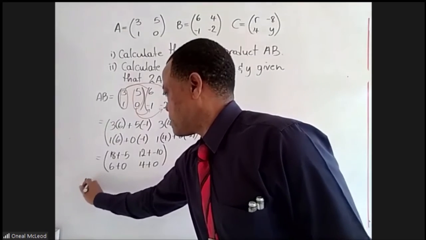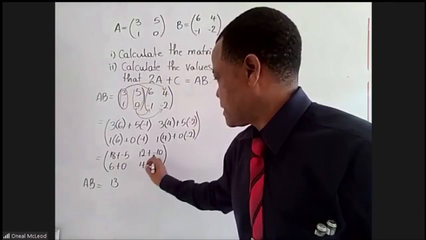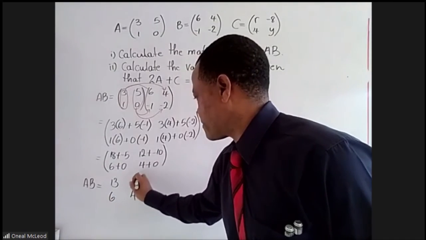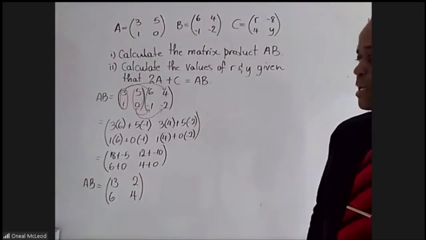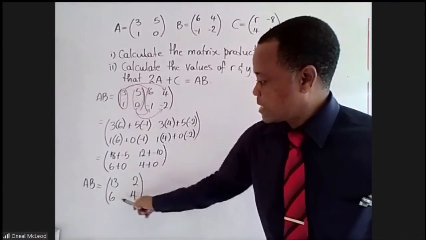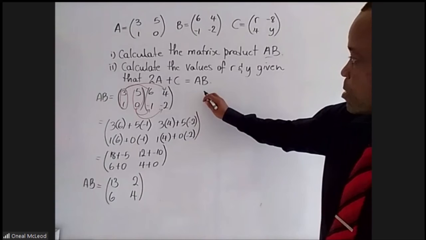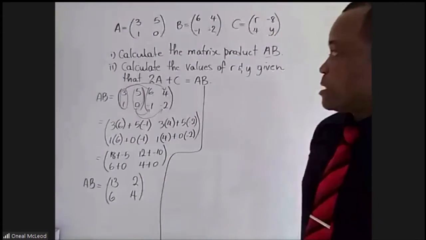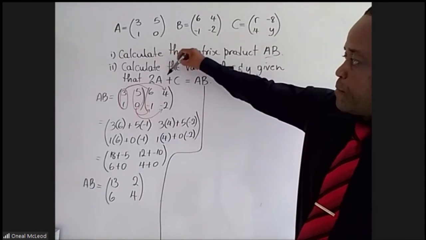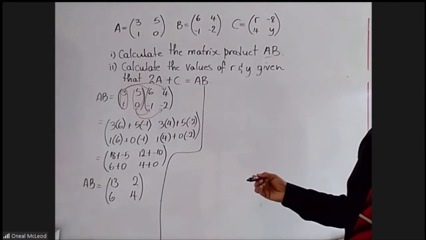Therefore, AB is equal to, this is going to give us what? 13. This is going to give us 2. This is 6. And that is now 4. Now, that is what AB is equal to. All right, so AB is 13, 2, 6, and 4. Good, so we know what AB is equal to. Now, our next task is to solve for R and Y, given that 2A plus C is equal to AB.